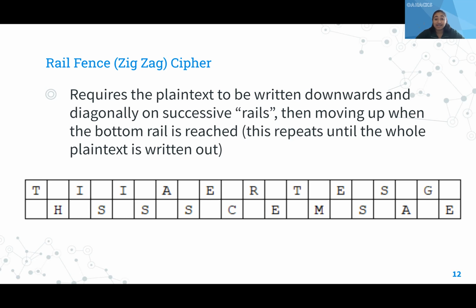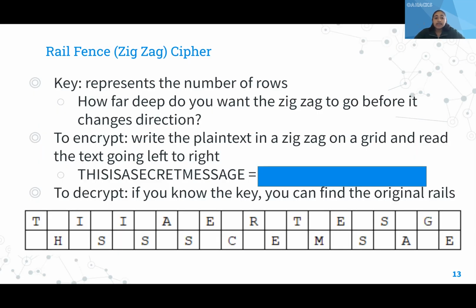So let's do a practice question. This is a secret message. Oh, and really quickly before I forget, the key in this case represents the number of rows. Sorry, I did not say this before, but the key would be the number of rows. It's telling you how deep you want the zigzag to go before it changes direction again. To encrypt it, you would write the plain text and zigzag all the way through.